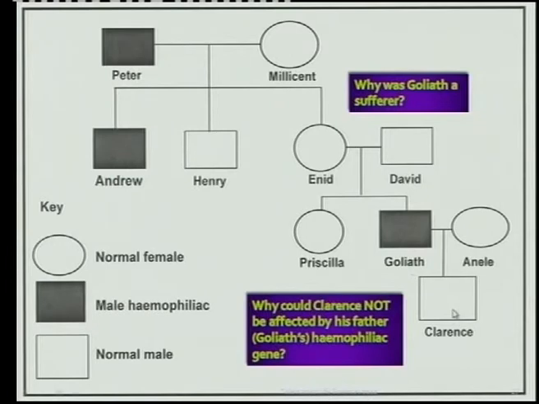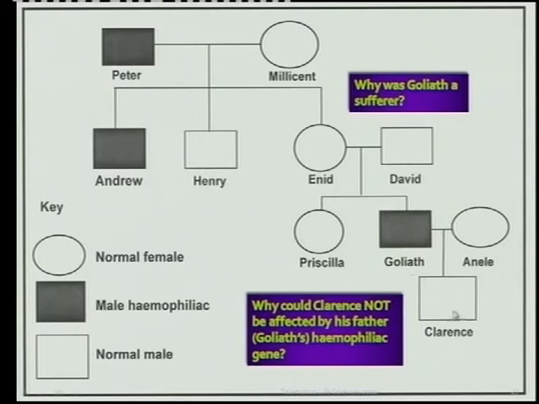Yes. There's another interesting question on the sex-linked diseases. If you look at this, the question is, why was Goliath, why is he a sufferer? If you look at his parents, Enid and David, why is he the sufferer? And your answer must go back to the parents, which means he must have got this from his mother Enid, and Enid must have been a carrier of hemophilia for him to be a sufferer, because he got the X chromosome from his mother. And if you look at Enid's father, Peter, he was a sufferer, so obviously he gave her the X chromosome with the disease gene.